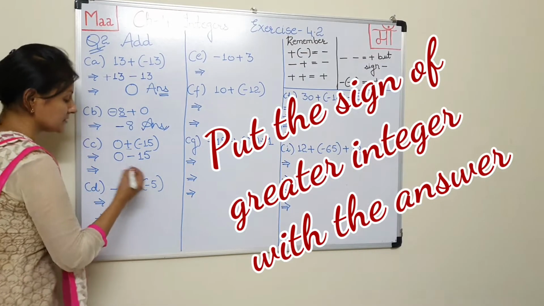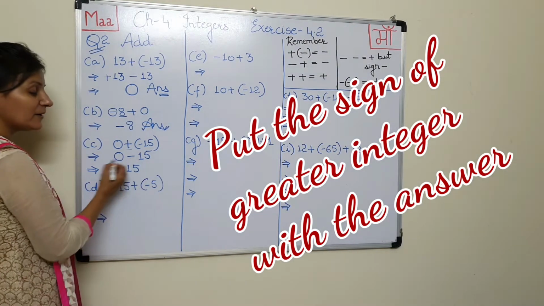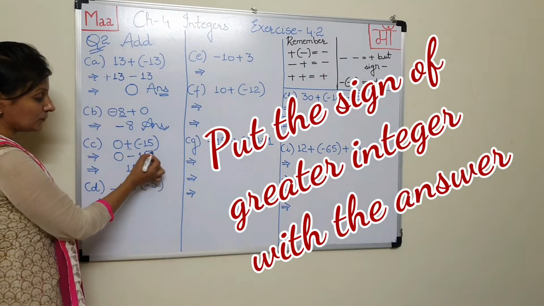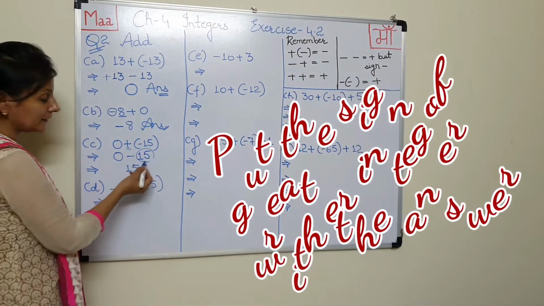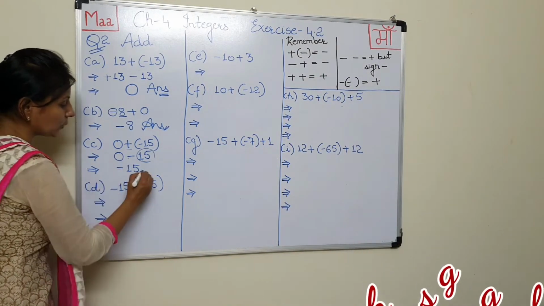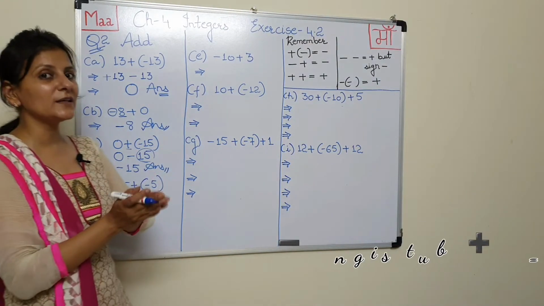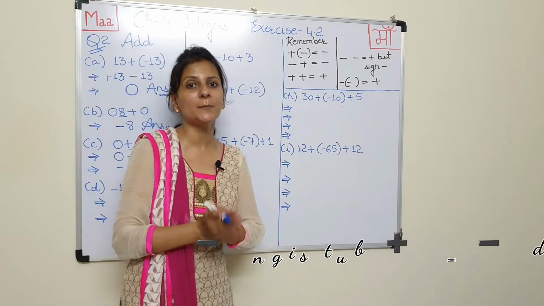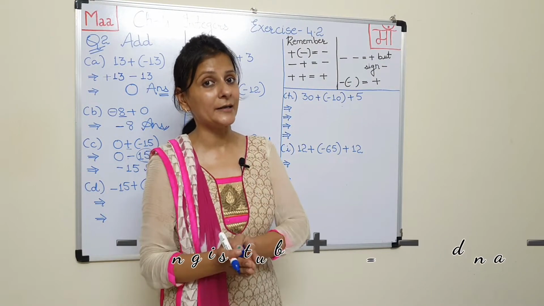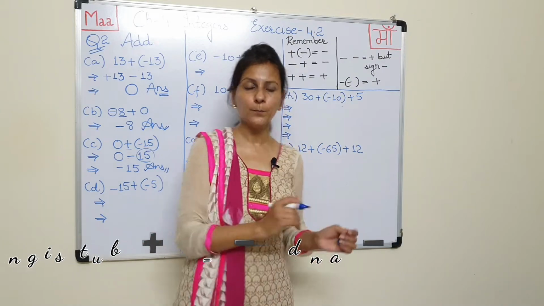So what will be the result? The result will be 15 only. Okay. Now which number is greater from 0 and 15? Obviously the 15 is greater. So which sign is there before 15? Minus sign. So in the answer also we will put the minus sign. Okay, after solving you have to see which number is greater. After solving completely, you will see which number is greater, and the sign of the greater number you will put in the answer.